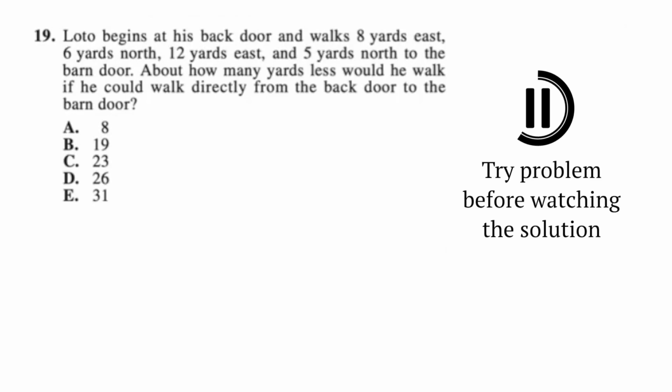Number 19 says, Lodo begins at his back door and walks 8 yards east, 6 yards north, 12 yards east, and 5 yards north to the barn door. About how many yards less would he walk if he could walk directly from the back door to the barn door? Now, when I do a problem like this, I would like to try to draw it out as I'm reading through it. So he begins at his back door.